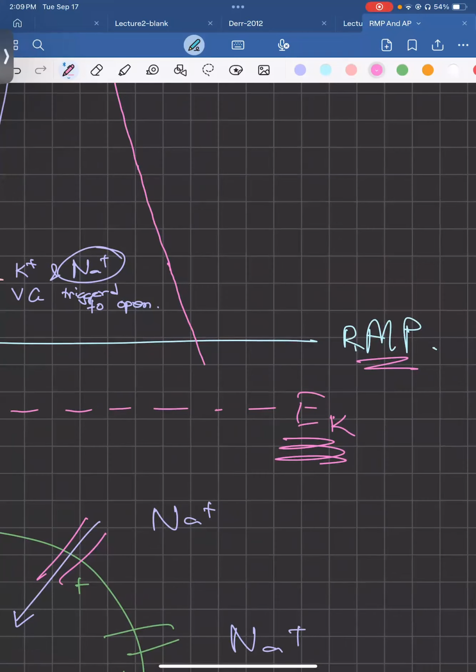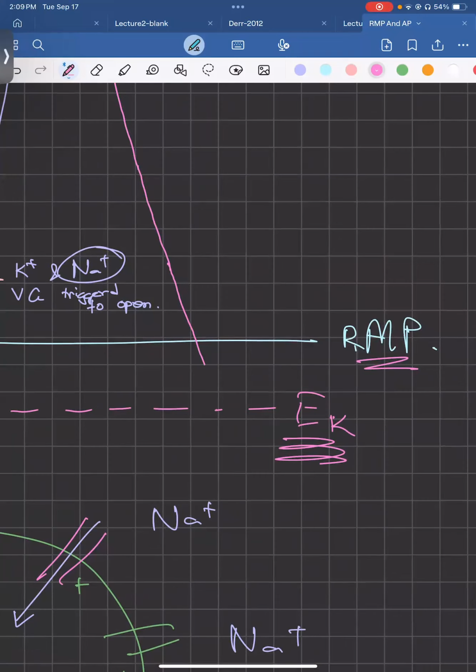But as soon as they get below the threshold, the sodium voltage gated channels' inactivation gate opens. That doesn't matter because their activation gate is going to close at that threshold, right? So those are going to be closed. That's fine. That's not important to know right now, but just telling you.